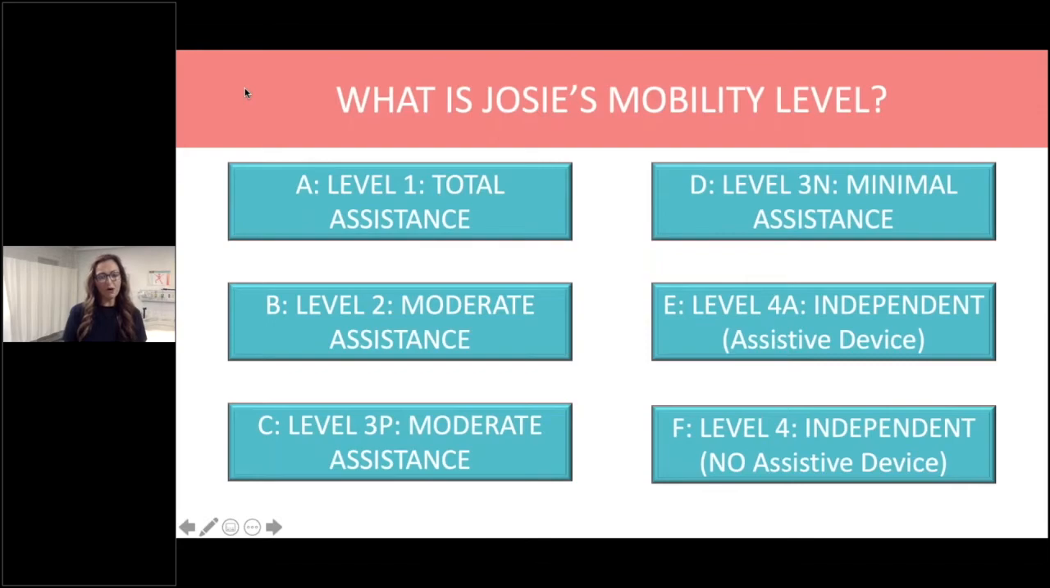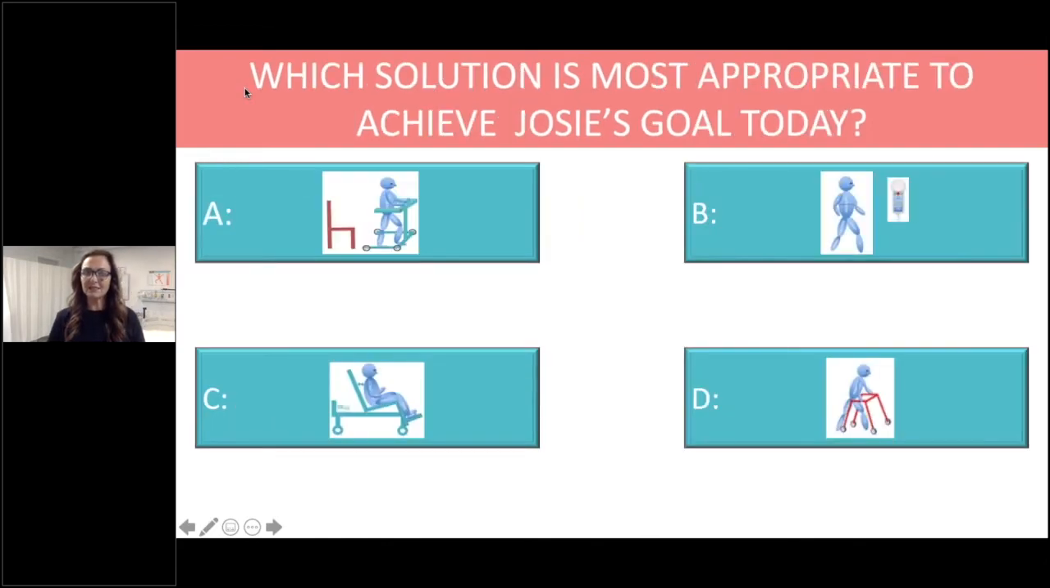She's past level 1, total assistance. She's past level 2, stretching and pointing. She has good strength. She passed level 3, standing, when she had her walker. But she's not safe to walk without assistance. She's still unsteady when she tries to march and step. So Josie is mobility level 3N, minimal assistance.